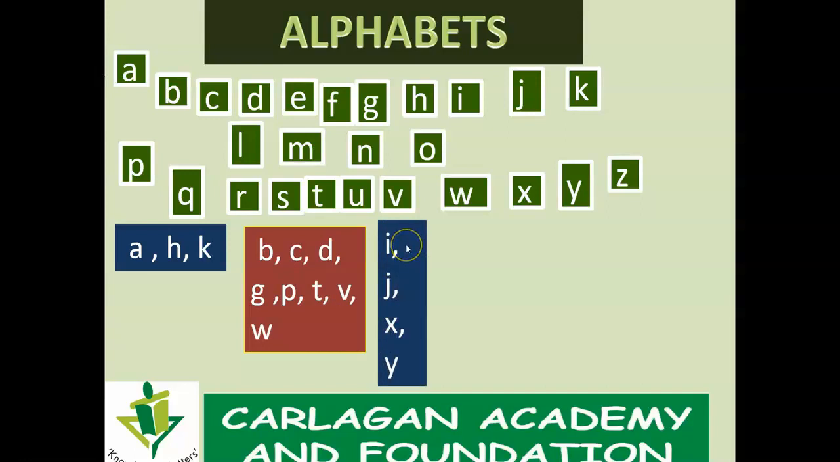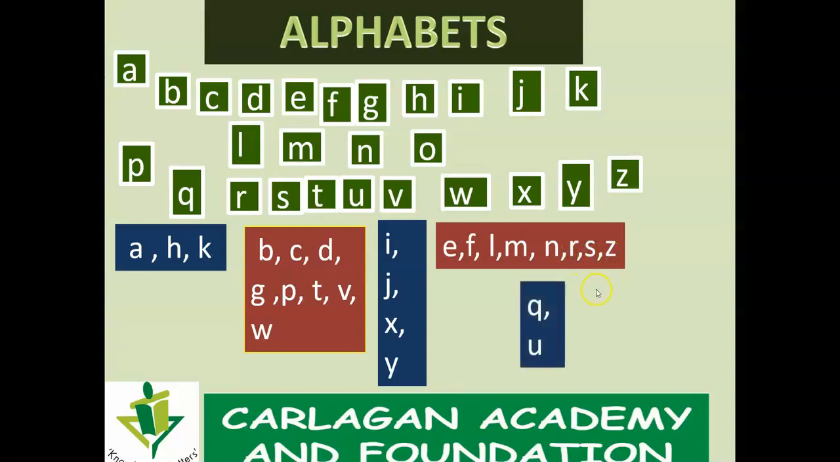These alphabets have the E sound. E, G, X, Y. These alphabets have the E sound. E, F, L, M, N, R, S, Z. Q, U, and O.